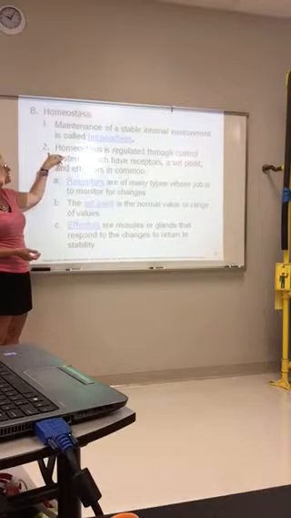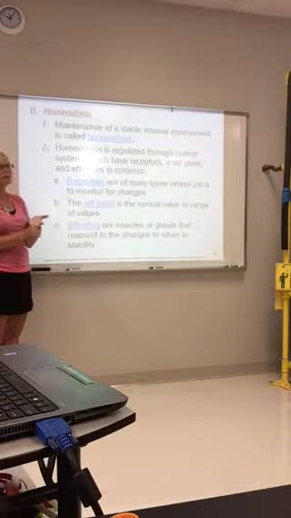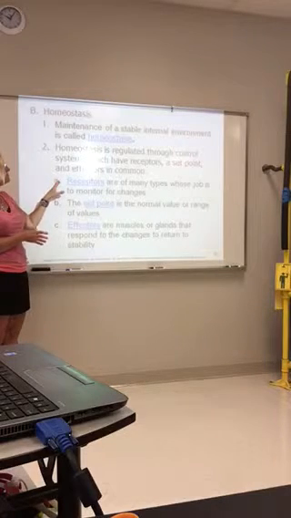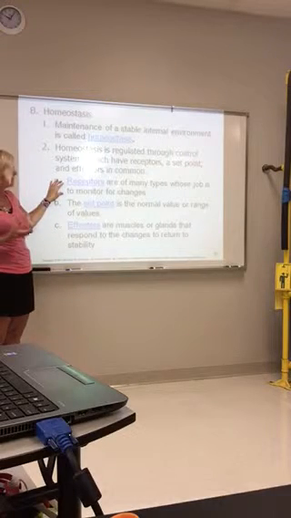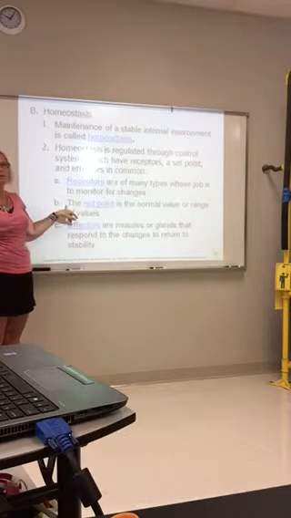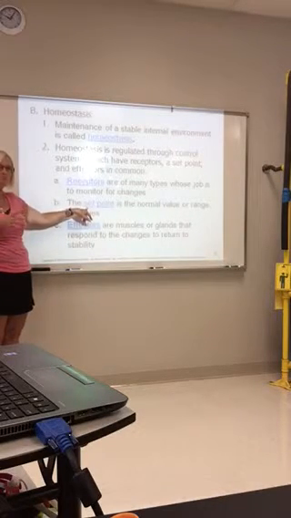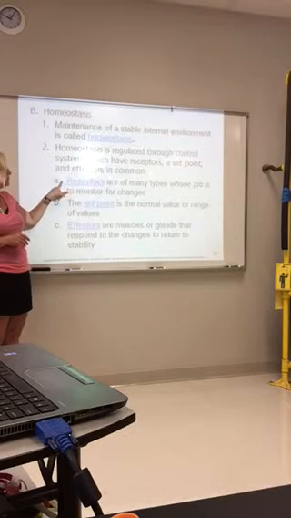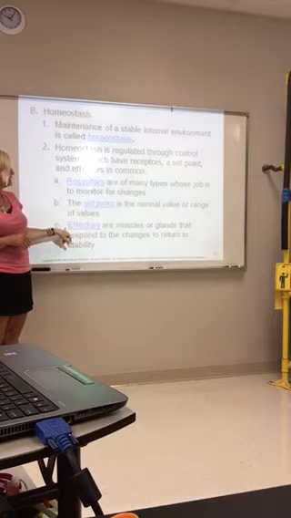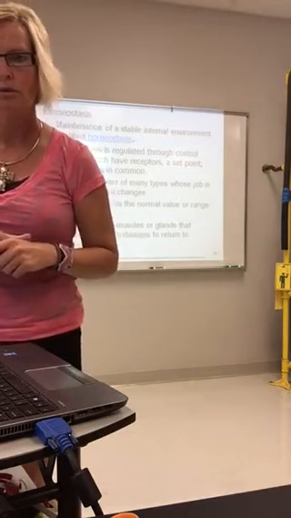So homeostasis is regulated through, you'll have a receptor, a set point, and then effectors. A receptor is something whose job is to monitor for changes or pick up changes. The set point is the normal. So if we're looking at temperature, the set point is around 98.6. The receptors for my body temperature are mostly found in my skin. And then the effectors are the muscles or glands that respond. And we'll go over a couple of examples with homeostasis.